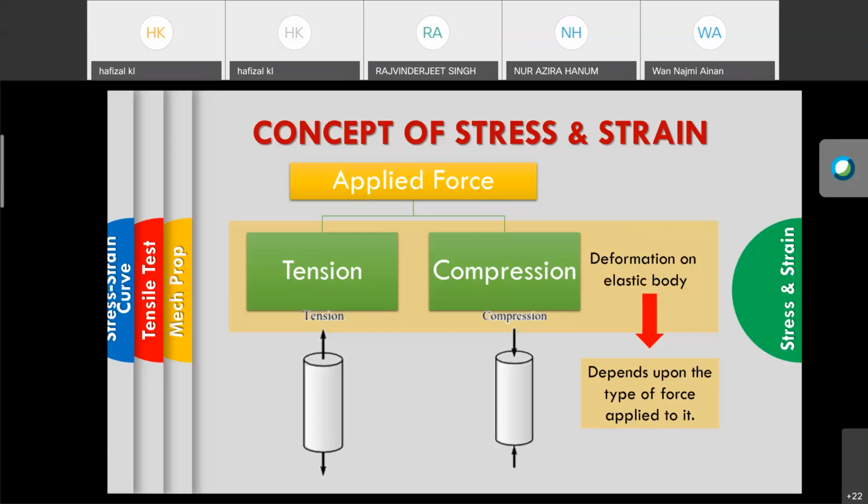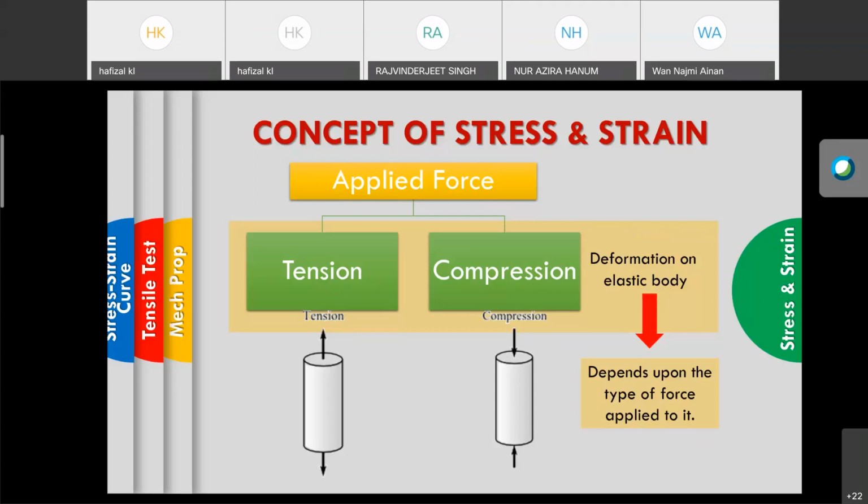If we apply the same value at both ends, it will produce the compression. And the change of direction, we can see, applies Newton's third law: action and reaction have the same value but opposite direction. So when we give this applied force to the material, especially metal, deformation will take place.